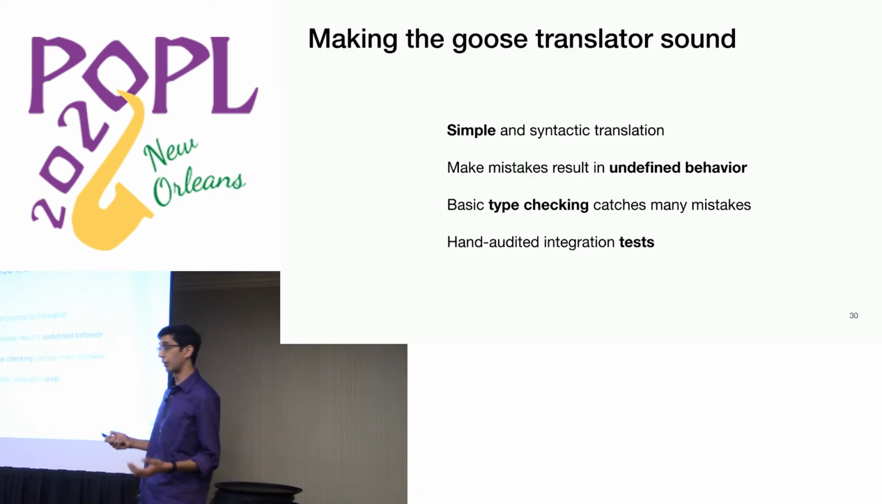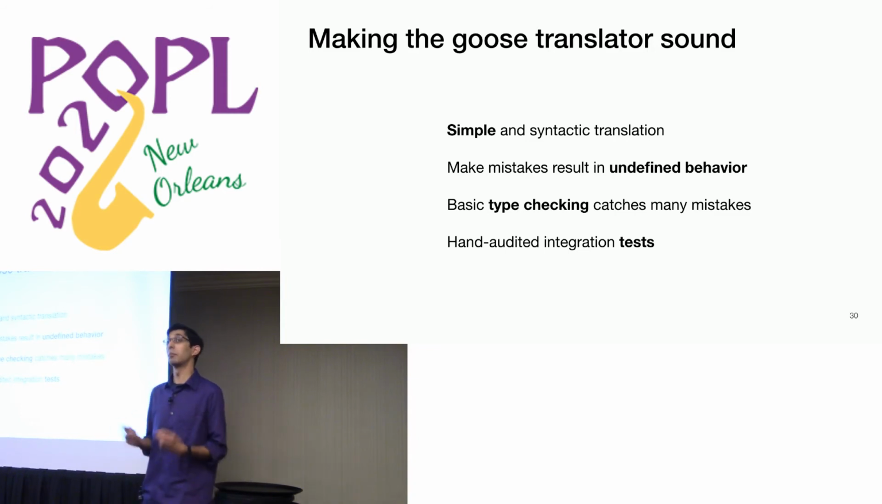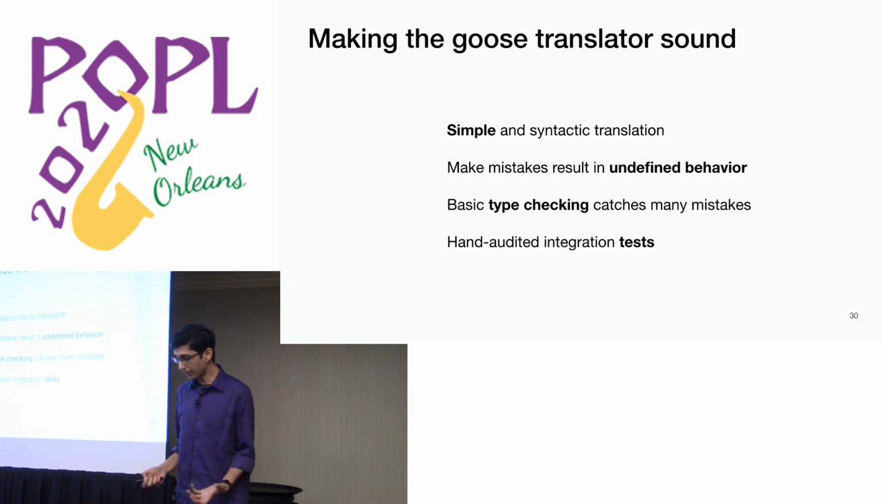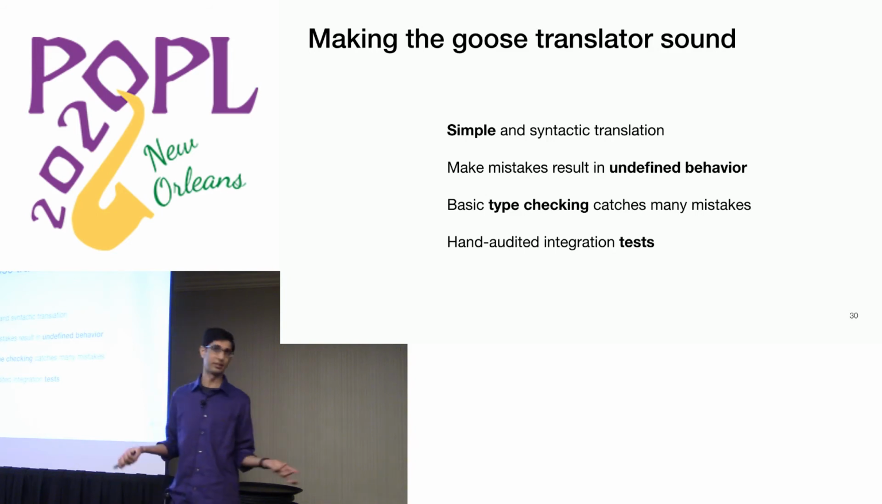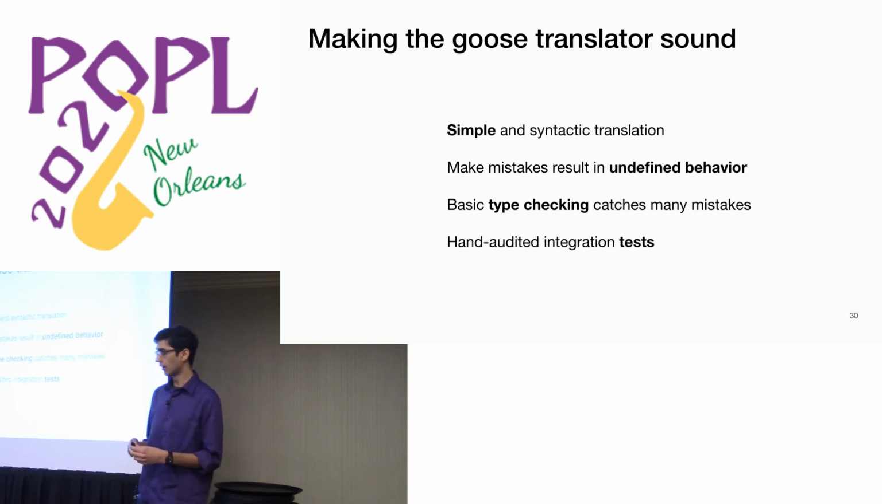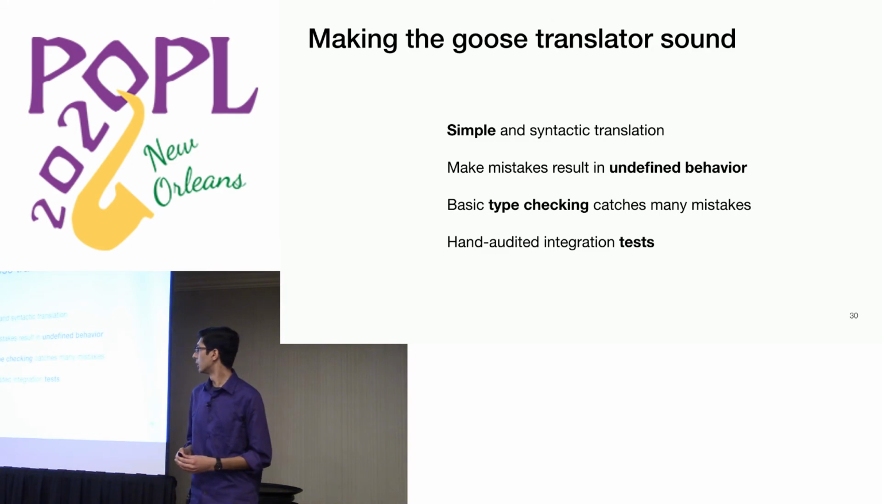To make the translator sound, we have a few tricks. First is just to make it as simple as possible. It's a single pass. You don't have to consider too much contextual information. One other thing is just to make mistakes result in undefined behavior as much as possible. So racy access is an example of this, I would say. Another mistake that you can make is if you just have random free variables floating around, then generally these will get translated to undefined behavior.